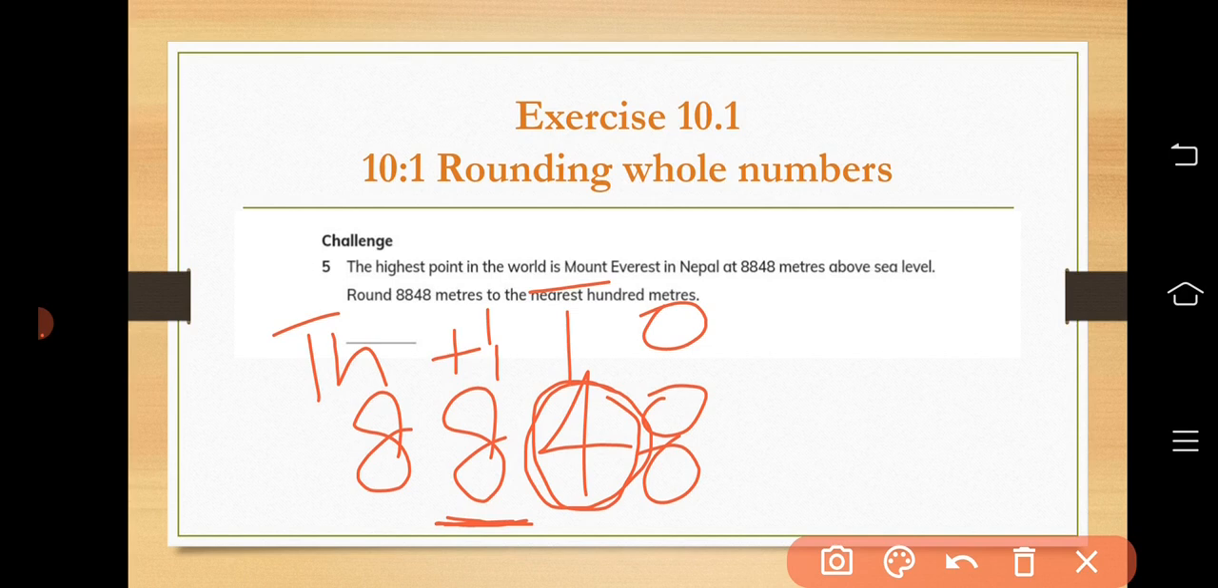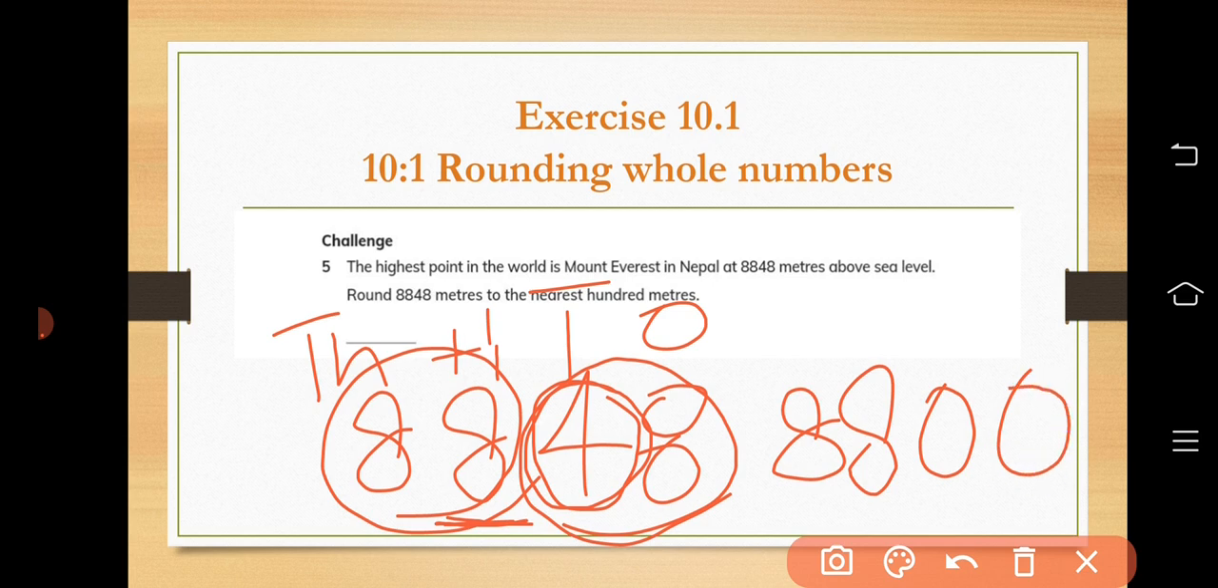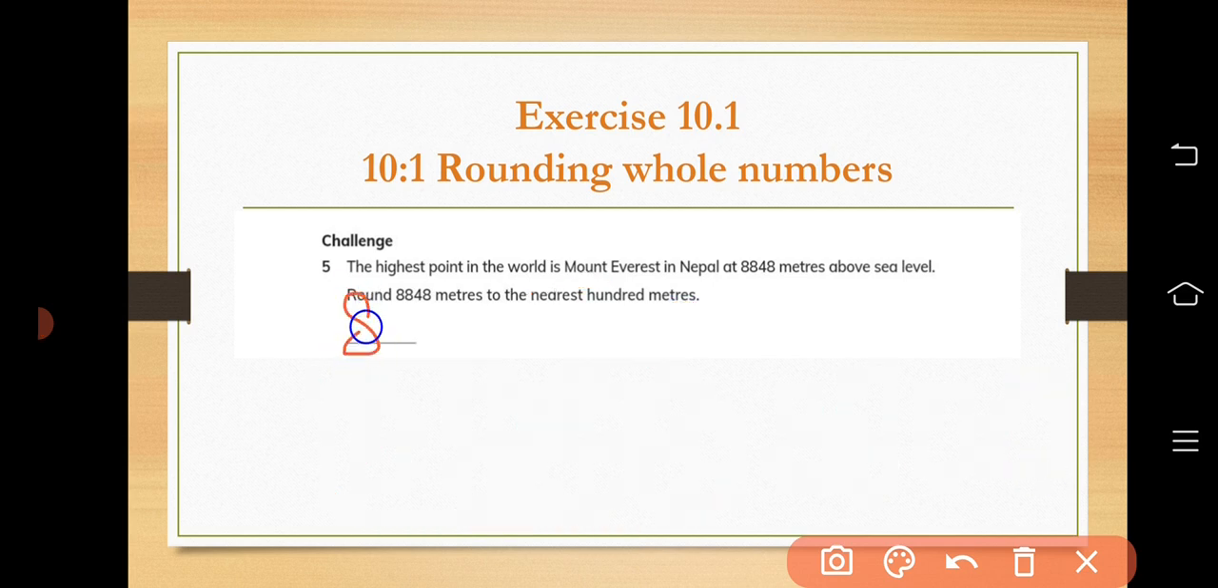So this number remains the same, and the remaining numbers become 0. So the correct answer is 8800. The correct answer is 8800.